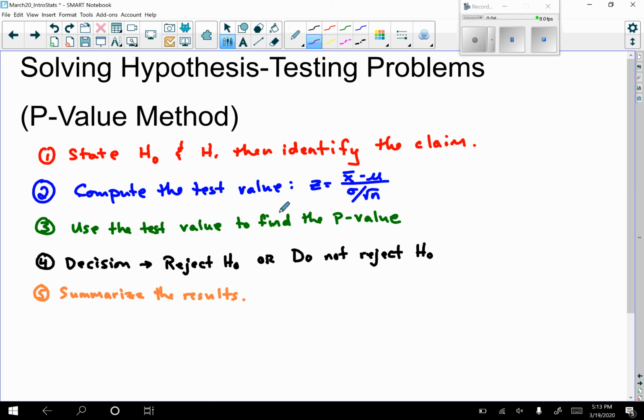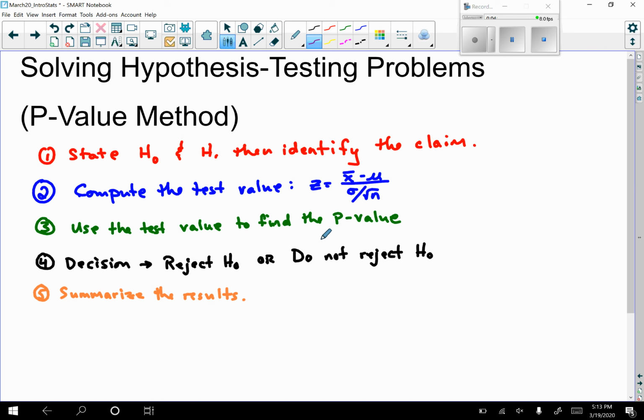So that always goes first, minus our population mean over that standard error. Step 3 now, we're going to use this test value to find the p-value. So this is where we type in our test value. It's either the lower boundary or it's the upper boundary, depending on what type of tail test we're using.